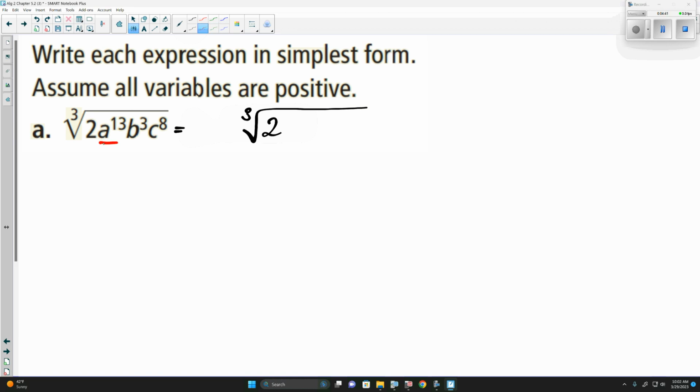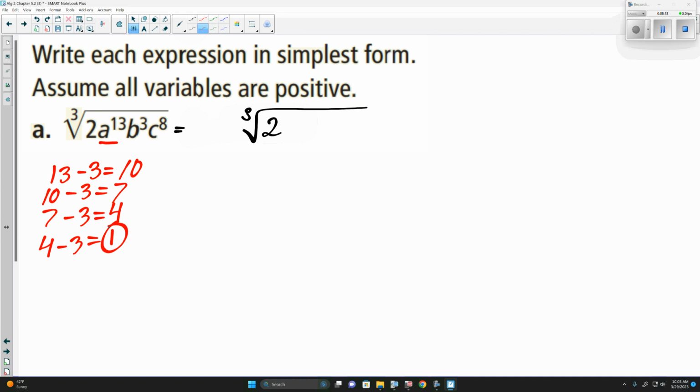Now for a to the 13th, we want to see how many groups of 3 we can take out of this. We can do that by just subtracting 3 from 13, which gives us 10. Well, we can subtract 3 again and get 7. We can subtract 3 again, get 4. We can subtract 3 from 4 and get 1. However, I can't take 3 away from 1 and get a whole number. We would get a negative number.